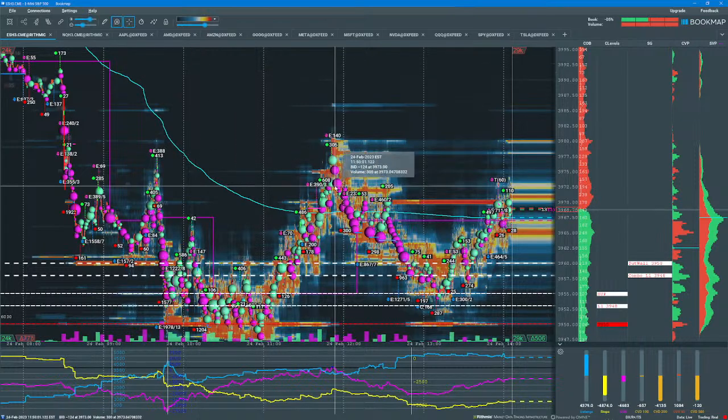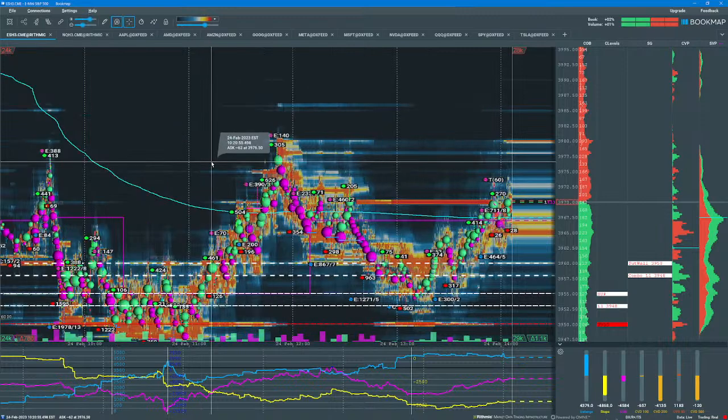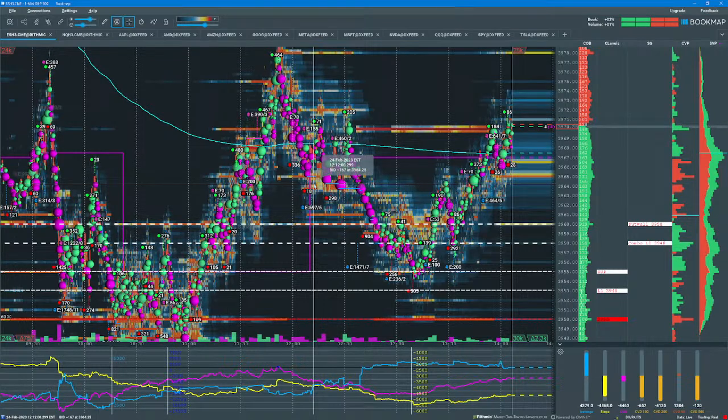Once I see that divergence setting up, then I'll look at Bookmap, and I have the levels on here, and I'll look at potential reversal levels, and I'll look for signs of reversal. And again, this took quite a while to play out. Let's zoom in a little bit, and you can see the shift.